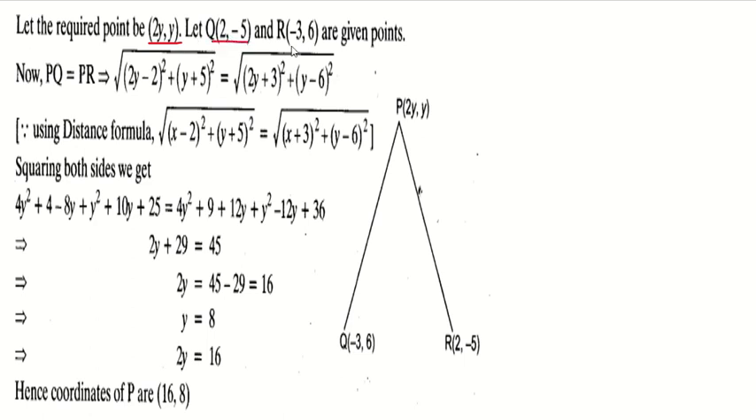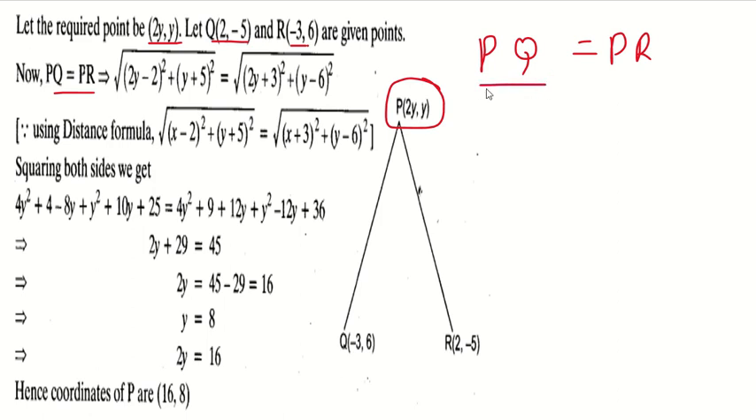Let Q and R be the given points. As we know, if it is equidistant, what is the formula? If it is equidistant, what will you get? PQ equal to PR. Actually, they are asking for this P. You have to find the coordinates of P. They said this and this are equidistant to P. So what can you say? PQ equal to PR, right?